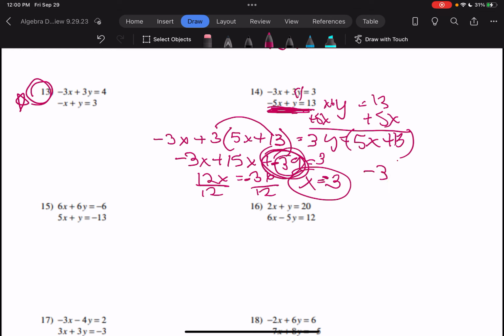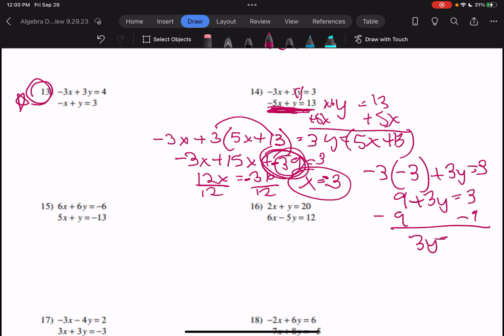So negative 3 times negative 3 plus 3y equals 3. I'm going to get 9 plus 3y equals 3, and subtract 9 from both sides, we get 3y equals negative 6, y equals negative 2. And then I can go ahead and plug those back into the top and make sure that they work out. If I do negative 3 times negative 3, I get positive 9. Positive 9 plus 9 times negative 2 is going to be negative 6, and that does in fact equal 3. So we know that that works out.